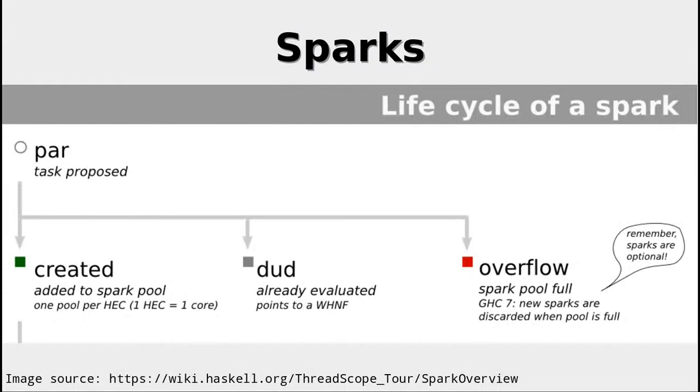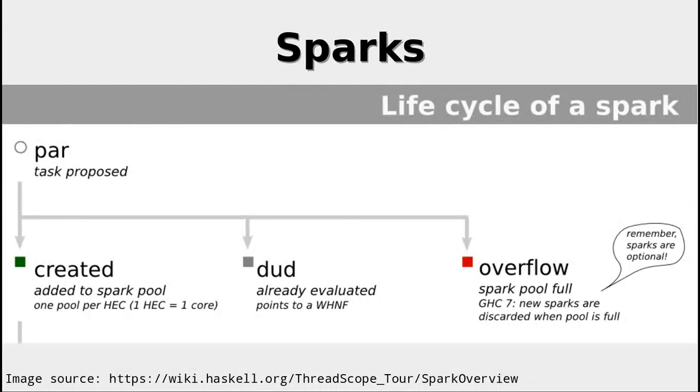Okay, but what if the task that we proposed was already evaluated? That could happen, right? You could evaluate something and then later force its evaluation with rseq or rpar. Now, in this case, we call that spark a dud, because it simply has been already evaluated and it points to some data in weak head normal form. Important, not just normal form, it's weak head normal form. And in this case, it's not added to the spark pool. Simply nothing happens in this case.